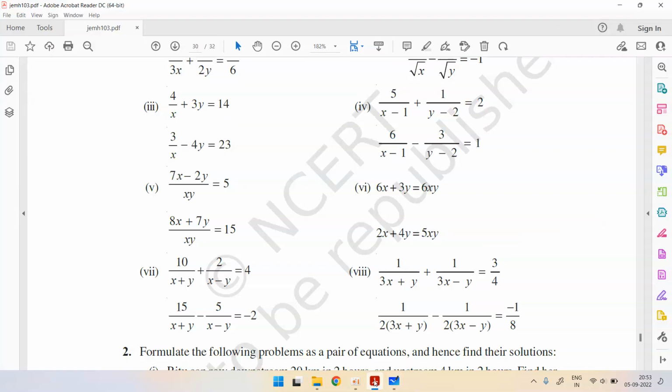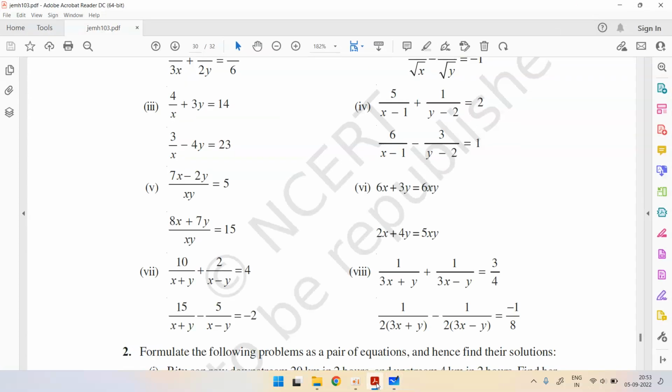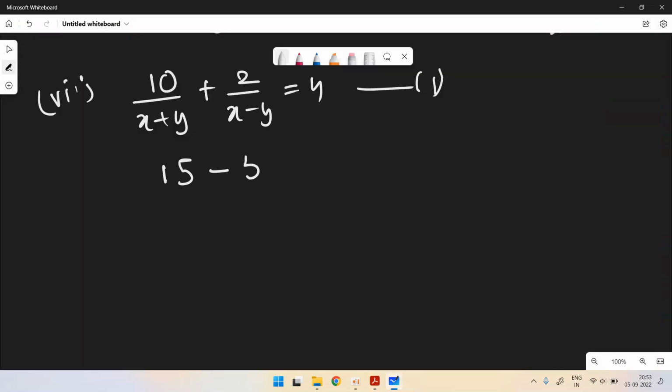The second is 15 by x plus y, minus 5 by x minus y, equal to minus 2. I am taking this to be my second equation.